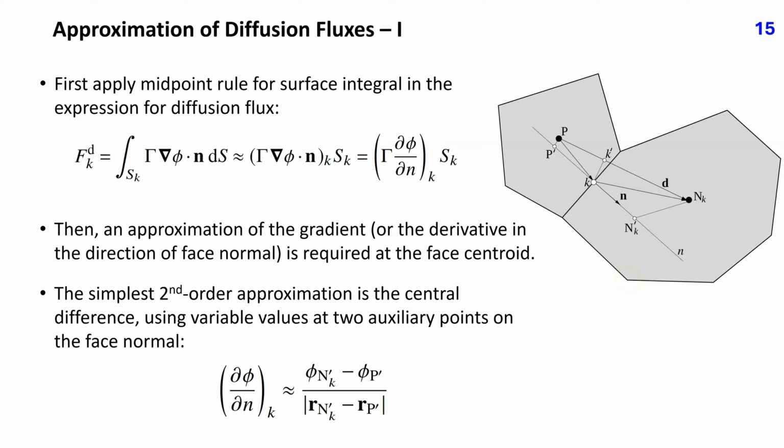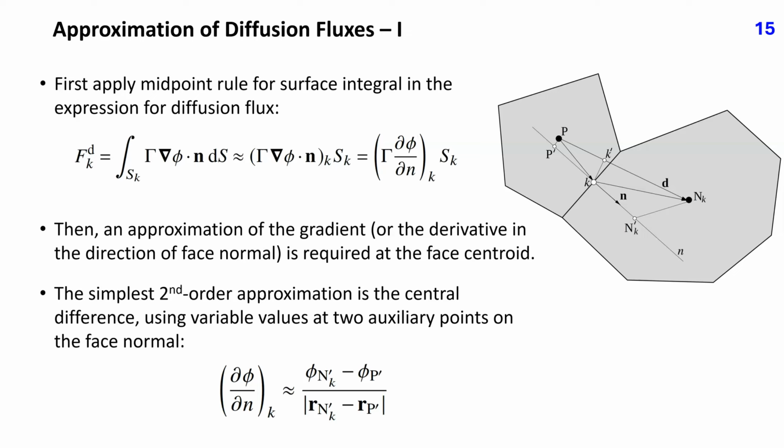Let us see how one can approximate diffusion fluxes on polyhedral grids. First, apply midpoint rule for surface integral in the expression for diffusion flux. The scalar product of gradient vector and the unit normal vector represents the derivative of phi in the direction of phase normal. We therefore need to interpolate the diffusion coefficient to phase center and to approximate the derivative of phi with respect to n at phase center.